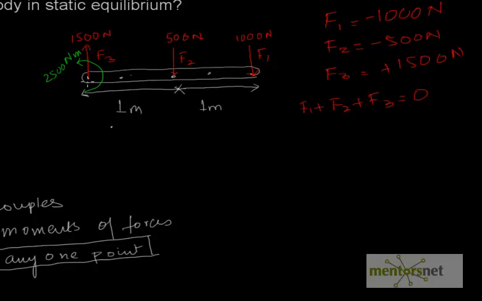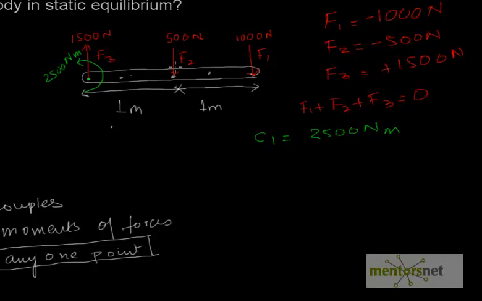Now the point that I'll take for calculating the moments of the forces is this point. So what is my motivation for taking this point? It's because this particular force passes through this point. Hence, the moment of this force about this point is 0. So this saves me this calculation. Now couple 1 is equal to 2500 Newton meter. It's positive since clockwise is positive.